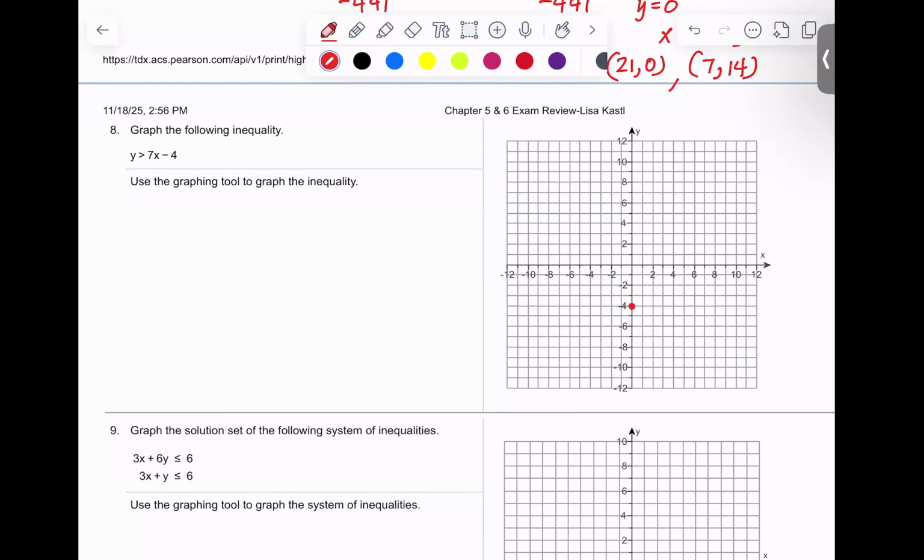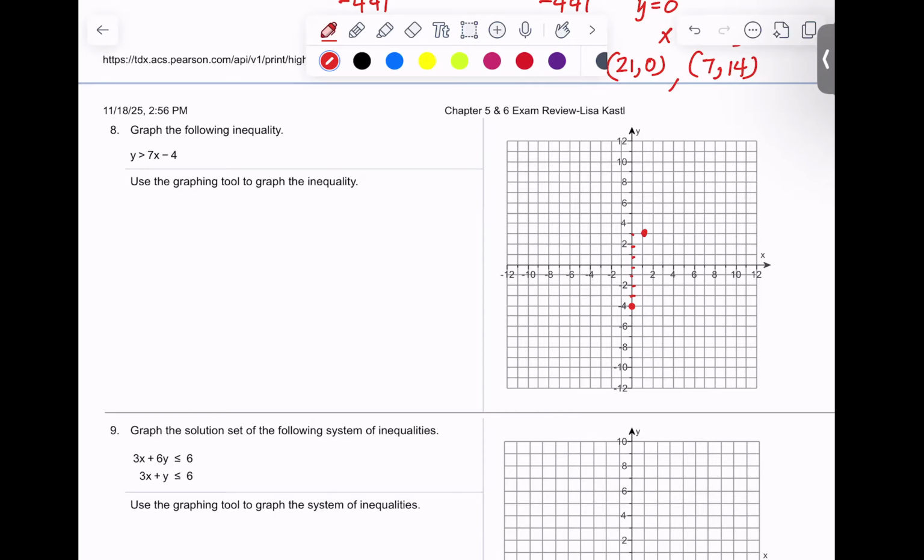All right, so the slope is 7. So I'm going to go up 7 and to the right 1. 1, 2, 3, 4, 5, 6, 7. So I'm going to end up at 3 in the y direction, and I'm going to go to the right 1. So I'm going to end up at 3, 1, right there.